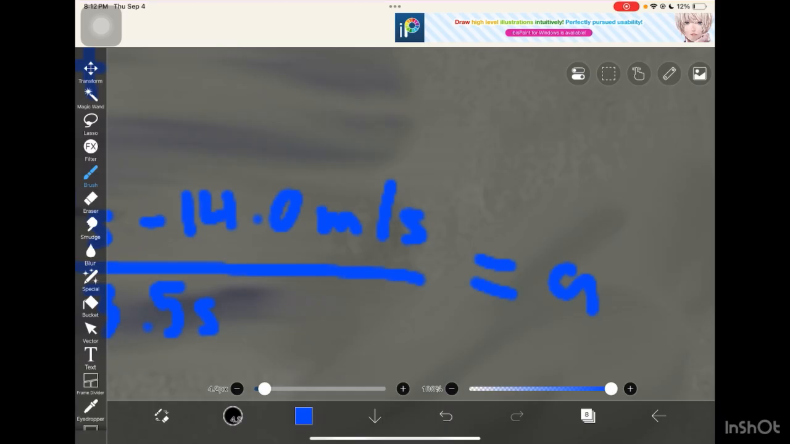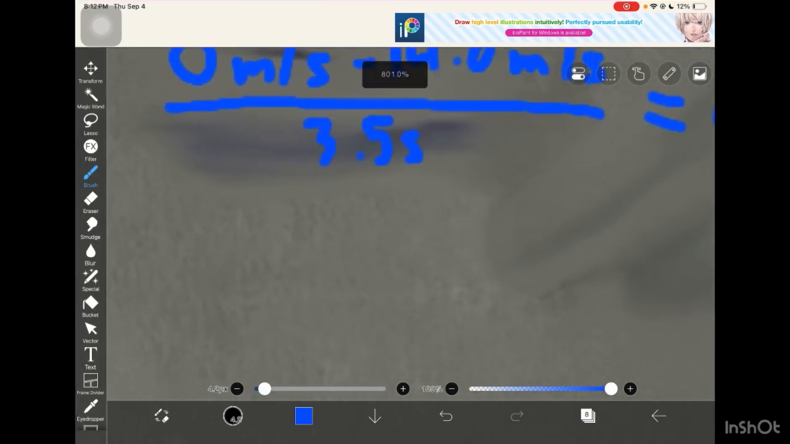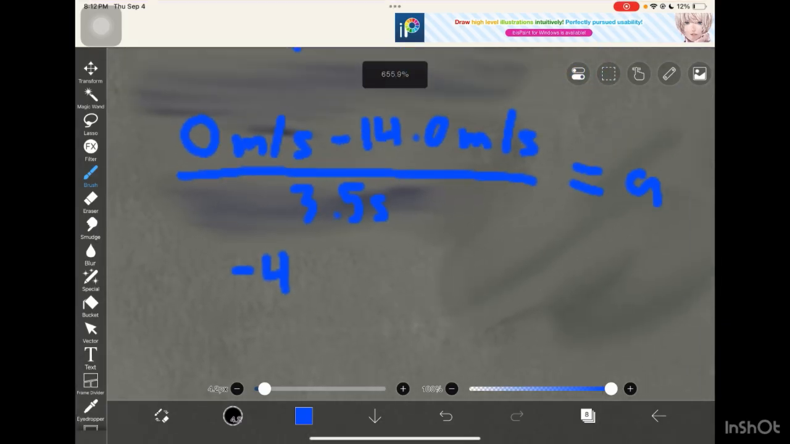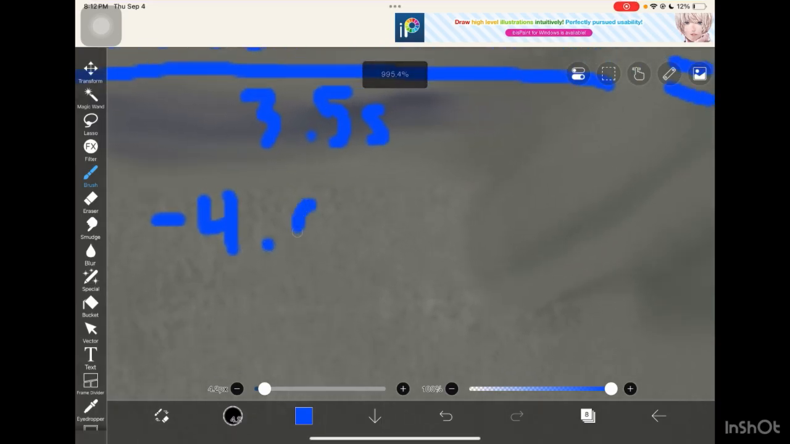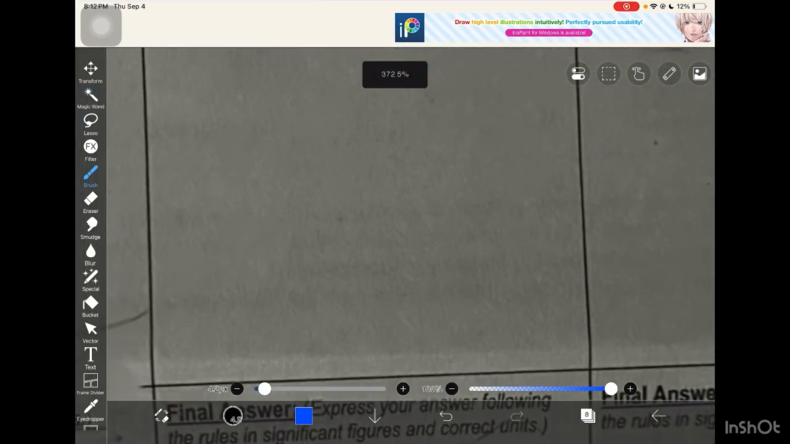Let's use our calculator to determine the answer. 0 minus 14.0 all over 3.5, and that's equal to -4. We have two significant figures, so we do two significant figures: -4.0 meters per second squared. So it's negative because we're now slowing down, or our velocity is reaching 0. So it's going to be -4.0 meters per second squared.